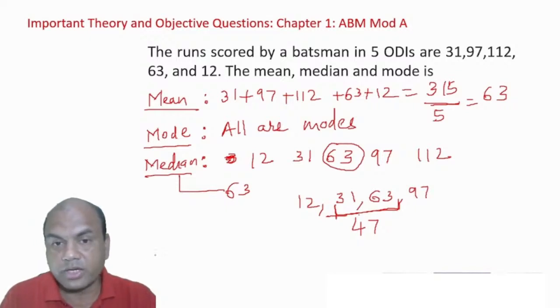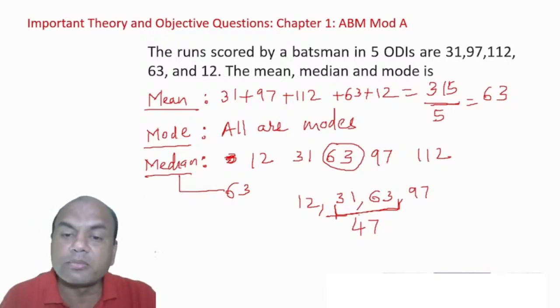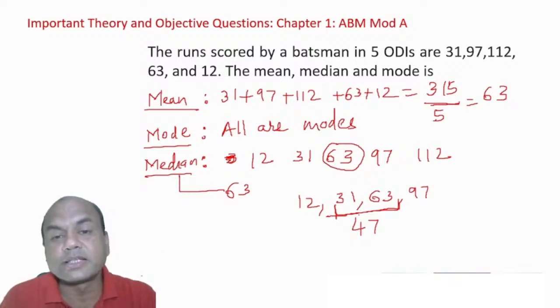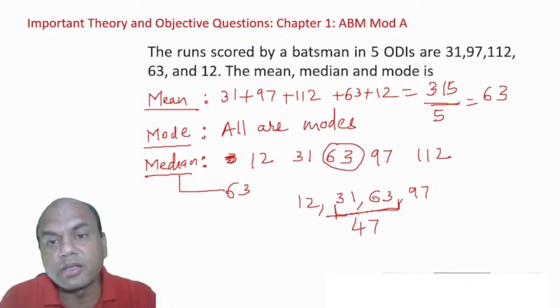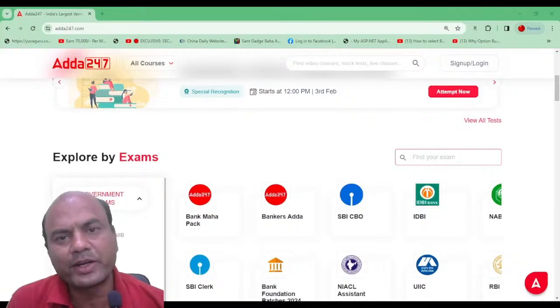Got it? If I have an odd count of numbers, then things are simple. The central number is very easy to find. If it is an even count, then I have to find the average of the two central numbers. So that was the YT series.